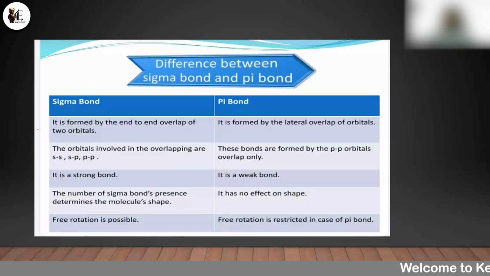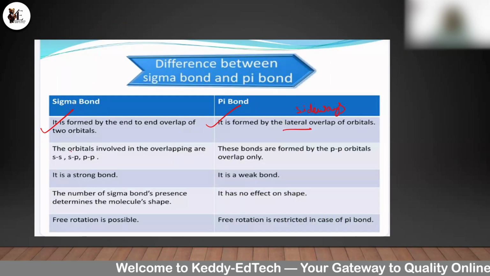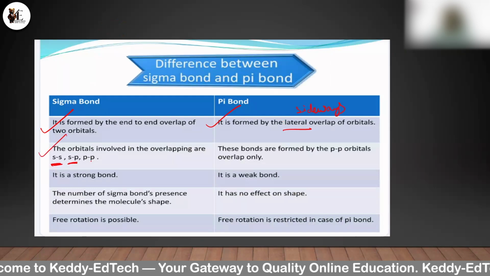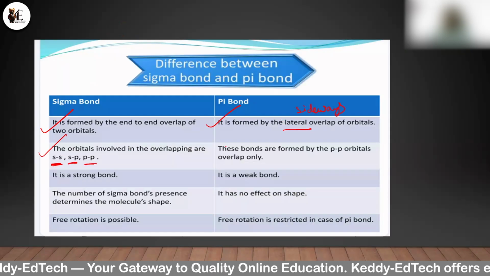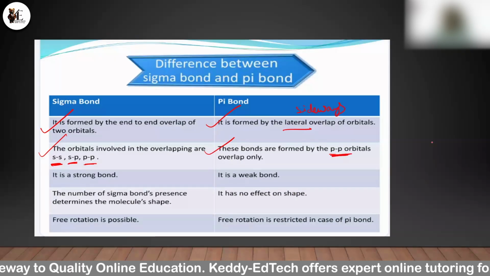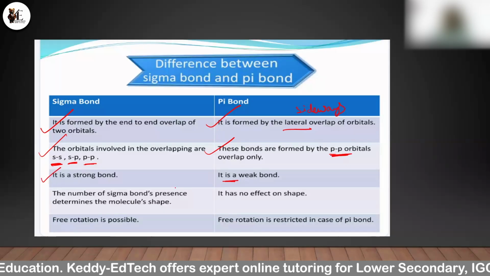First point is that sigma bond is formed by end-to-end overlap, and pi bond is formed by sideways overlap, lateral overlap, sideways overlap, one and the same thing. Next, how is a sigma bond formed? By s-s orbital overlapping, s-p orbital overlapping, and p-p orbital overlapping. But in a pi bond, only p-p orbitals overlap. Sigma bond is stronger as compared to pi bond.